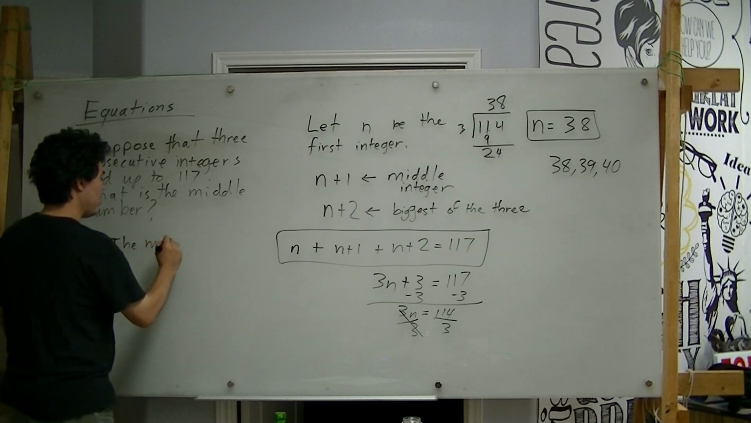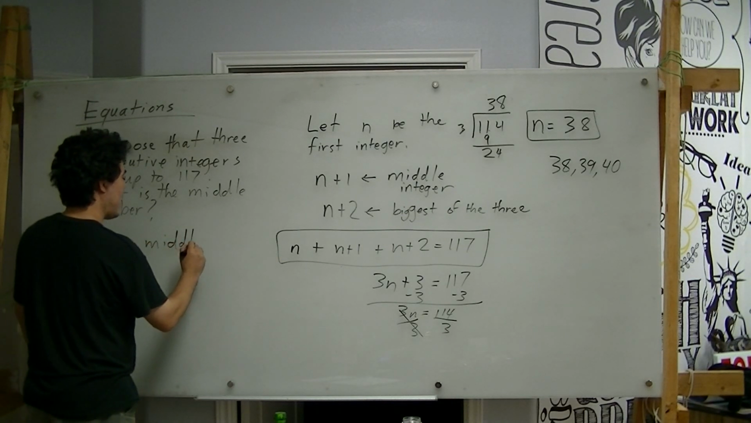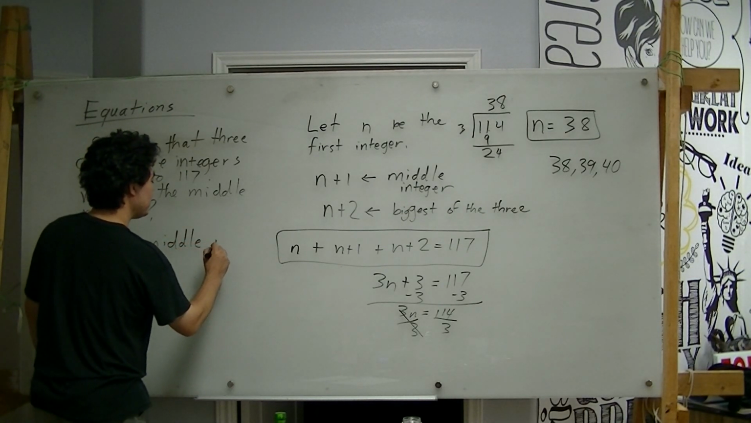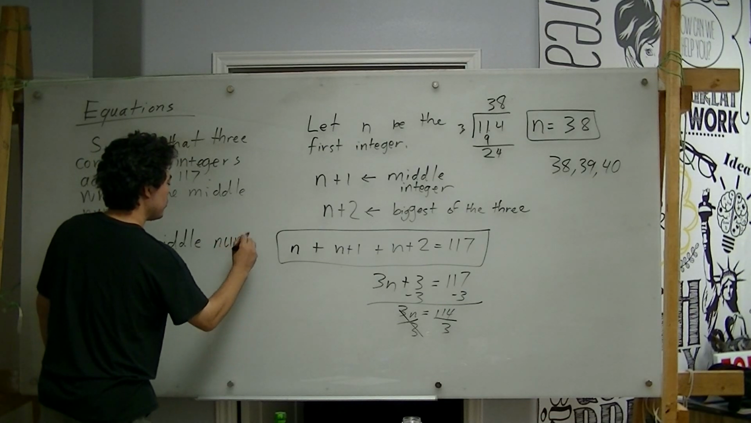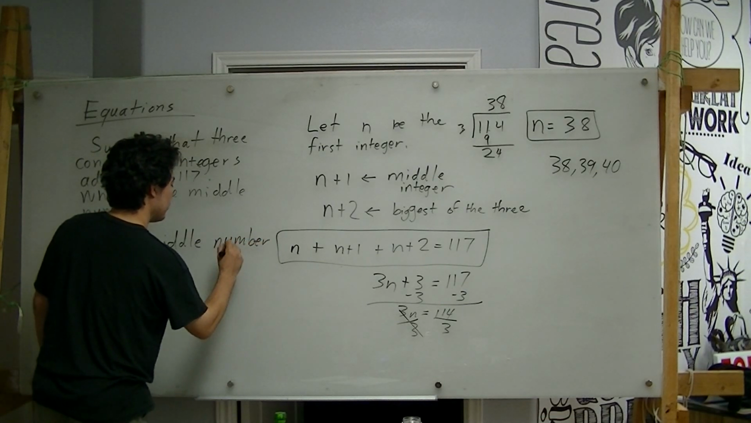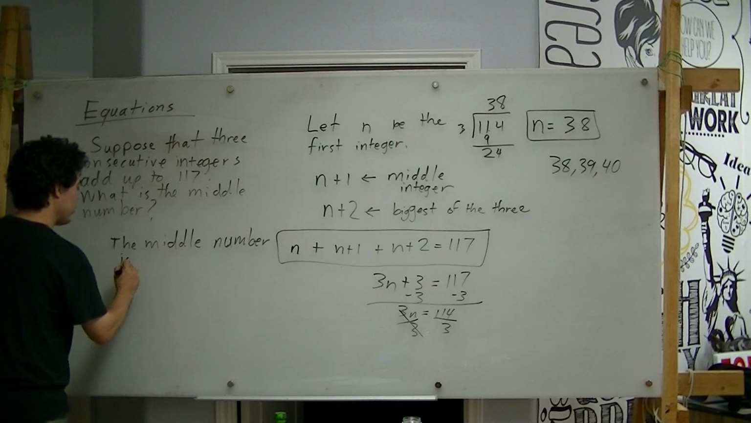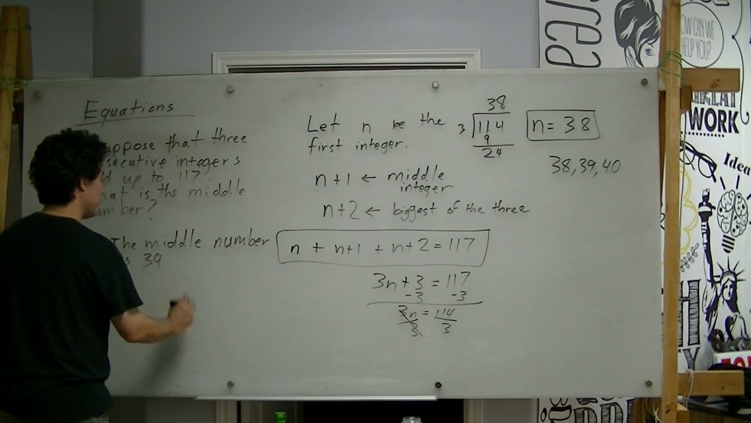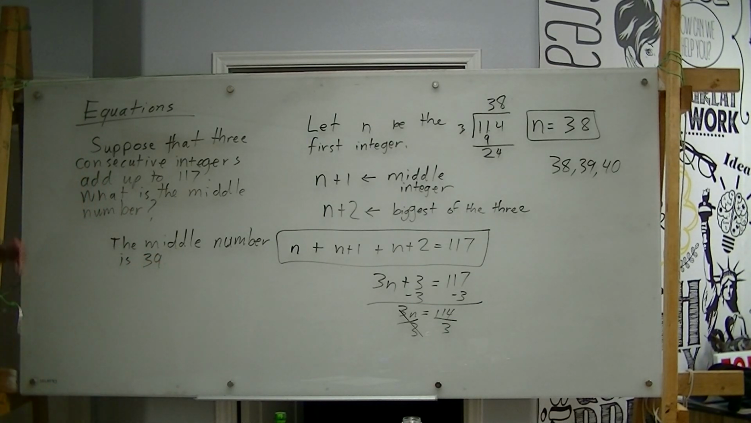And I always recommend that you write a sentence answering the question. In this case, the middle number is 39. The reason why I want you to write a sentence explaining what the solution is, is that I want you to realize that the answer of this problem is not just some number. It's a number that has a meaning.